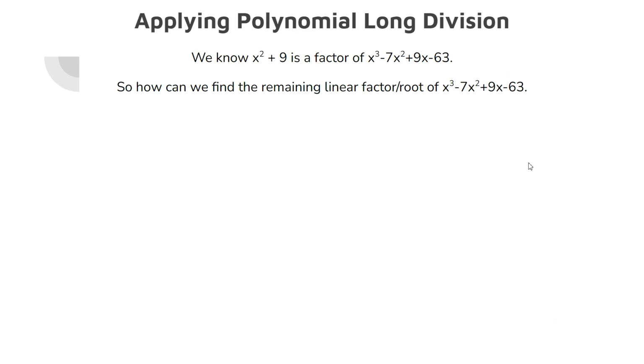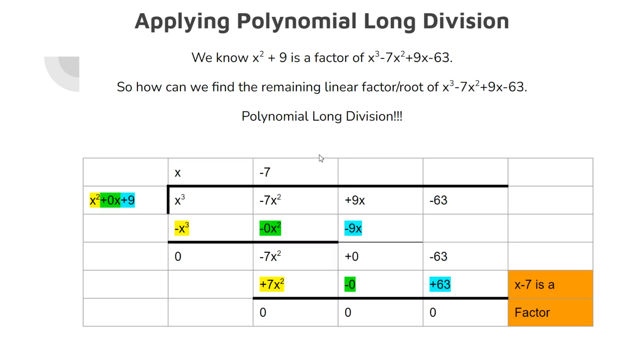Now if we want to apply polynomial long division, here's what we can do. Important step in polynomial long division: x squared plus 9 does not have a 0x term in it. However, when you're doing polynomial long division, you must have it. So, same thing. This big term here, x cubed, we're going to divide it by the first term here, x squared. You just get x.